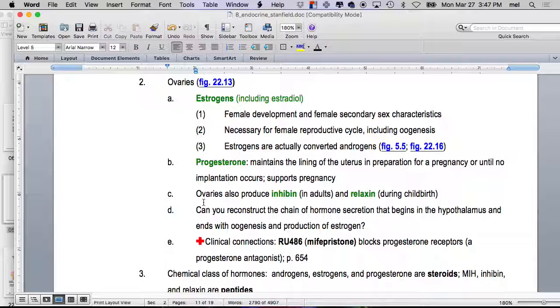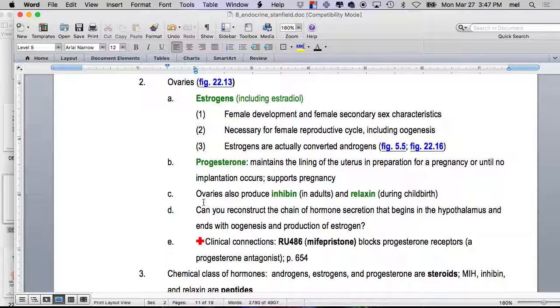And when you get out of the window in which an implantation could have occurred, so you've got ovulation, and then you've got almost a week window in which implantation can occur. If it doesn't occur, then the progesterone level drops, and then you menstruate, right?